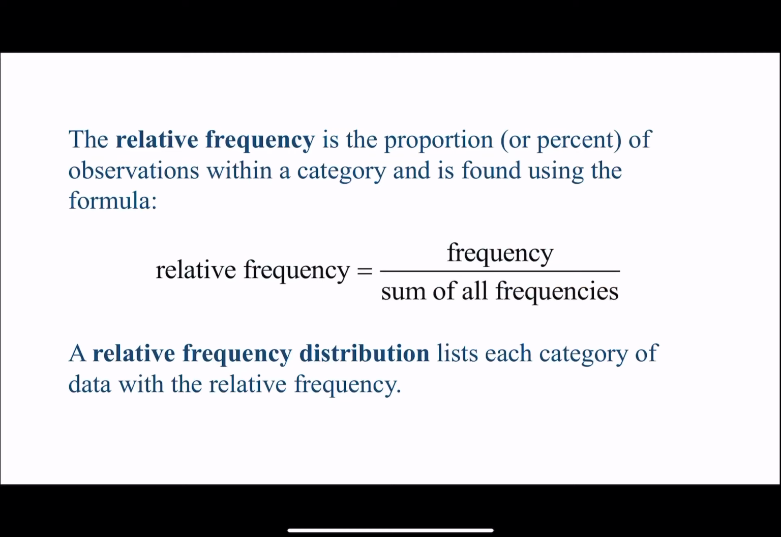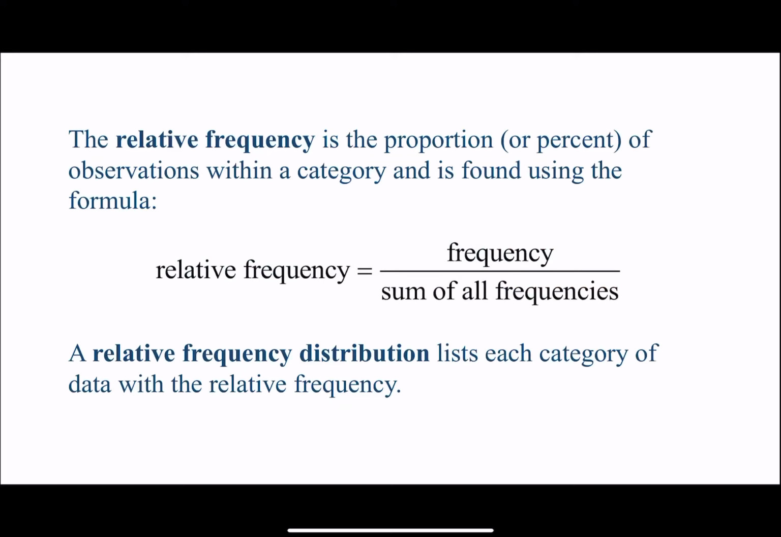So the relative frequency is the proportion or percent of observations within a category. So basically you take the frequency and you divide it by the total. So if I added all of the number of M&Ms up and put the brown over the total number of M&Ms, it's going to tell me the percent of the M&Ms that were brown.